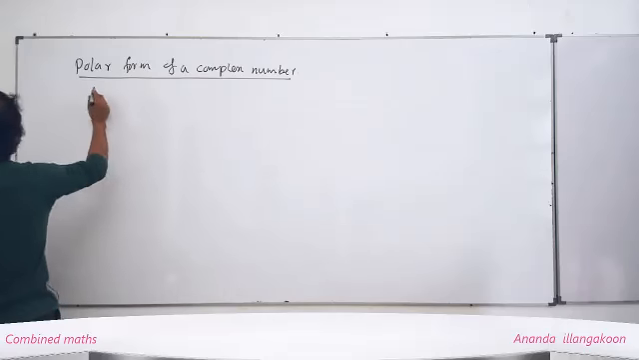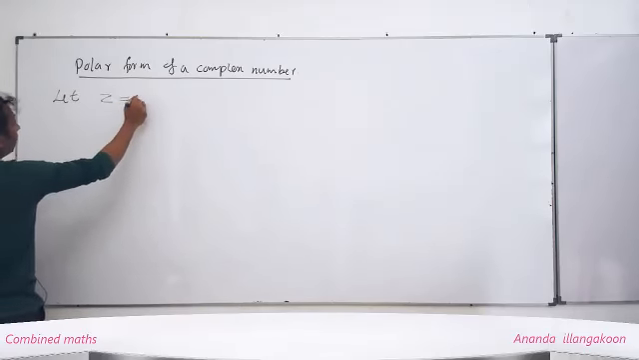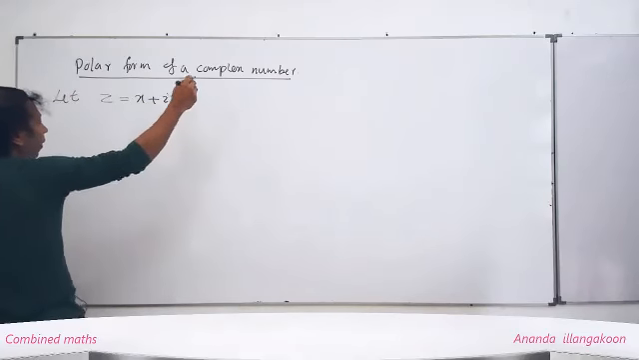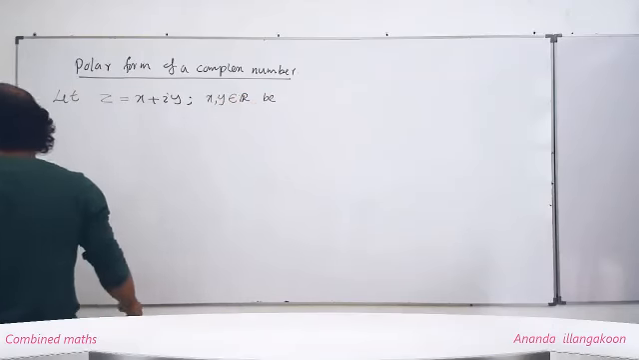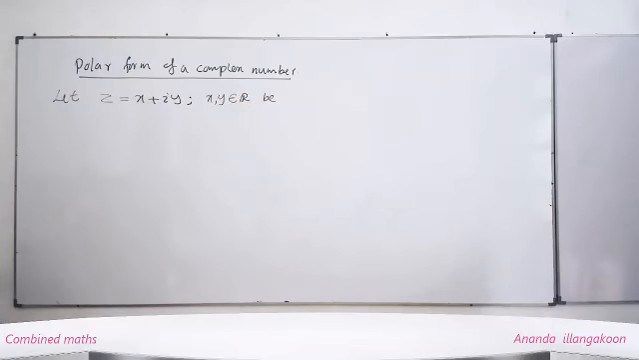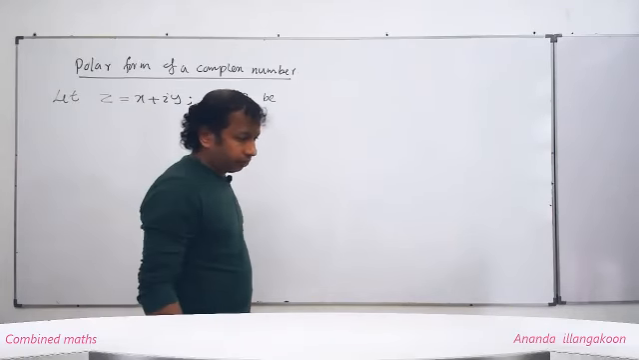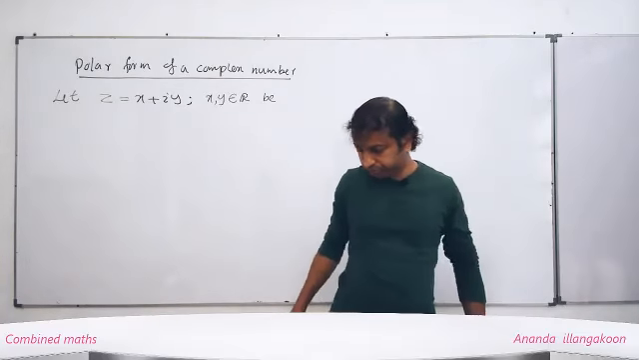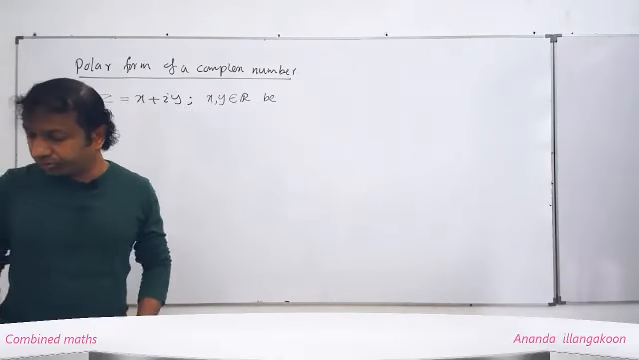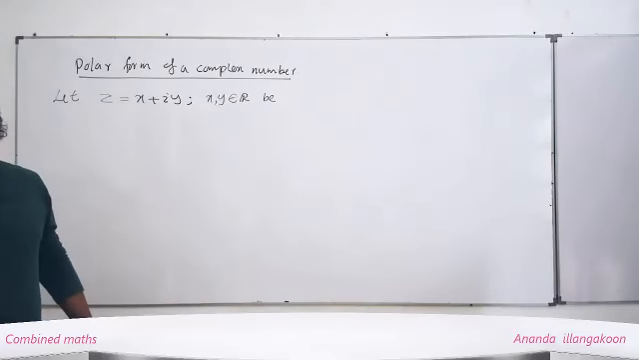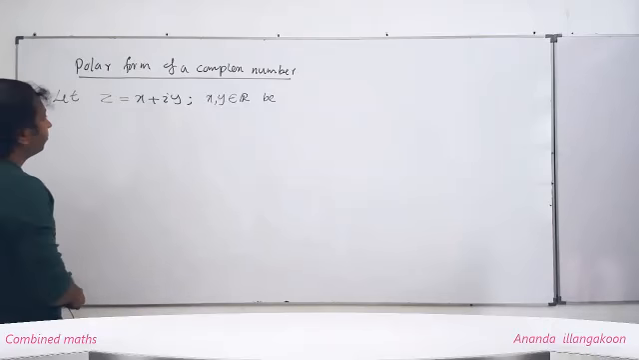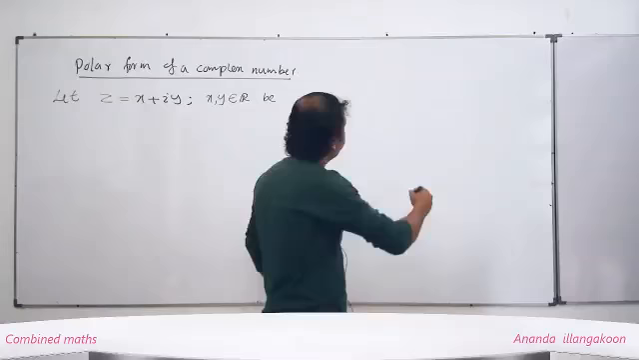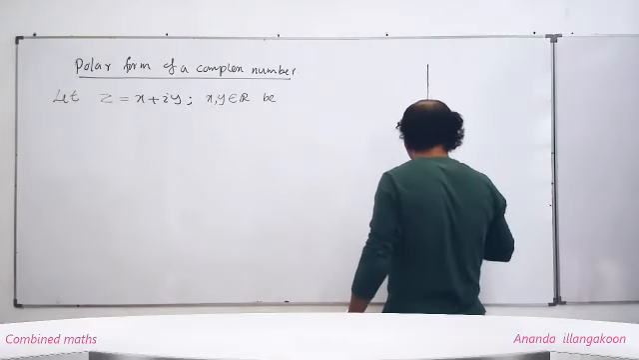Now, I'll take like this. Write down like this. Let Z equals x plus iy, x, y real numbers, be a complex number on the Argand plane, represented by the point P.